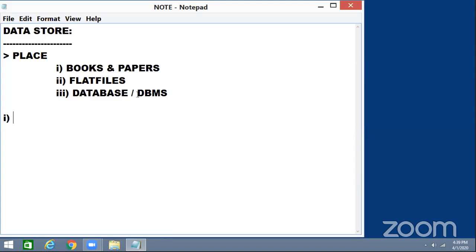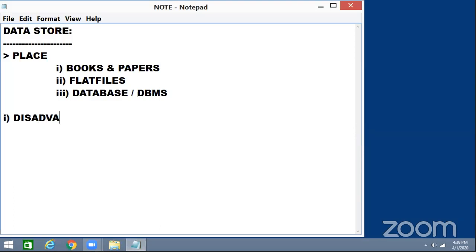So what are the other things? For example, I want to retrieve the data, manipulate the data, or handle security. These kinds of things we can't do in our books and papers. So that's why, directly, we will see some disadvantages in this. What kind of disadvantages are there? Directly I'm going to take them here.